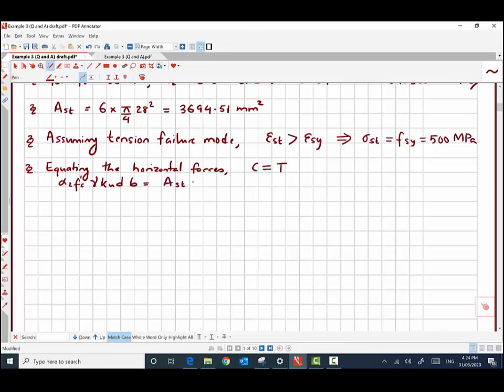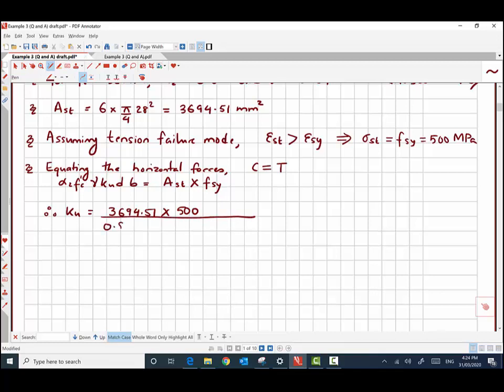We are assuming that it is a tension failure, so the steel is already yielding. That means the stress is already Fsy. So we can find out Ku like we did before. The area of steel we found out is 3694.51, and steel is yielding. That means Fsy is 500 megapascal.